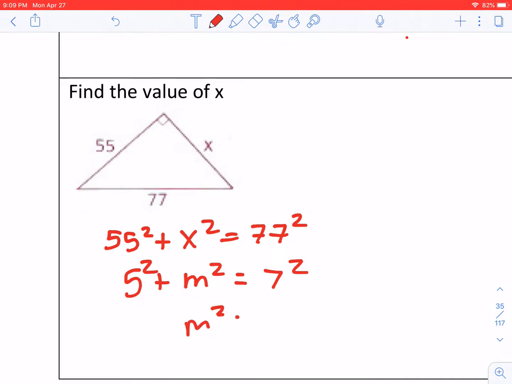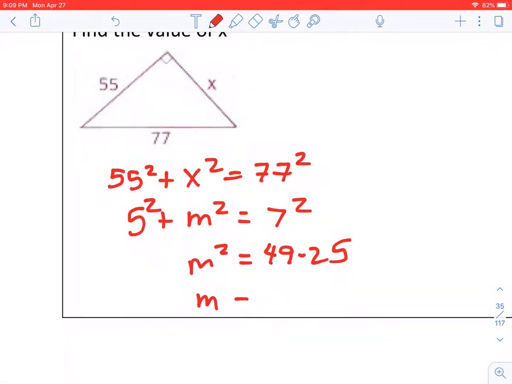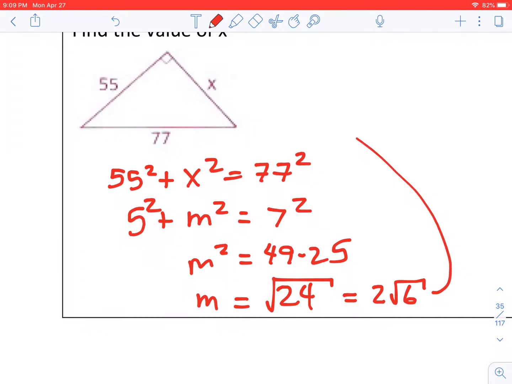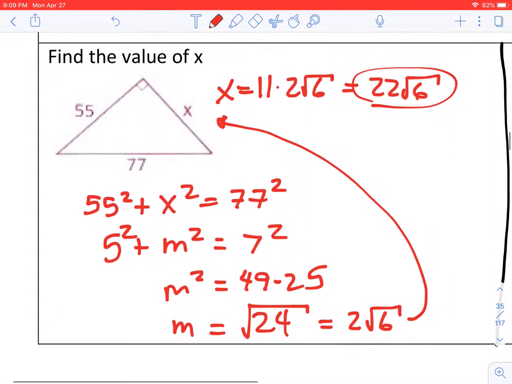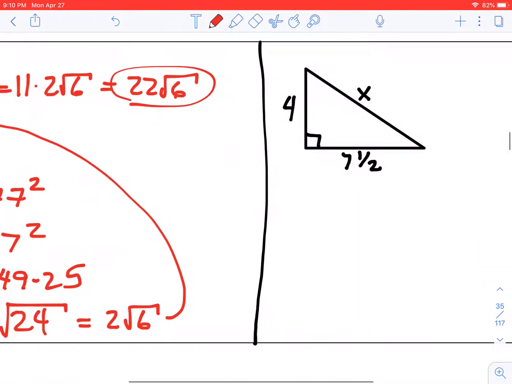All right, so we get m squared is equal to 49 minus 25. And so m is equal to the square root of 24. Which, if we reduce it down and pull out a 4, we get 2 root 6. So now, switching it back to x, x would equal then 7, not 7, oops, 11 times 2 root 6. So 22 root 6 would be my final answer. Okay? Again, that was not using a family, but that was just using this reduced idea.